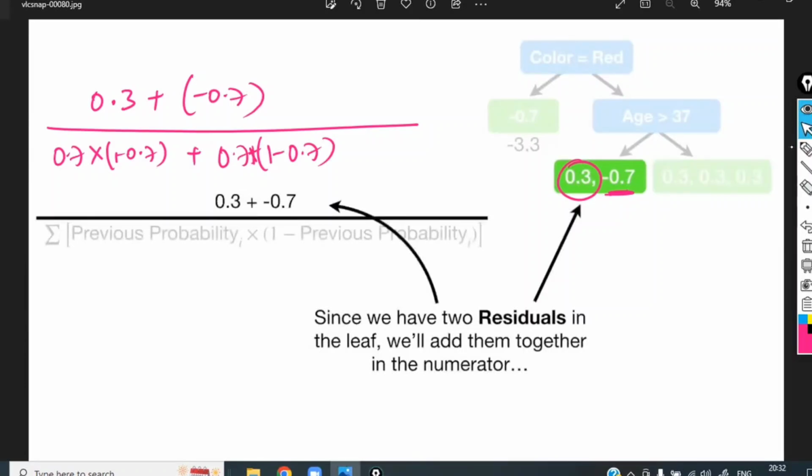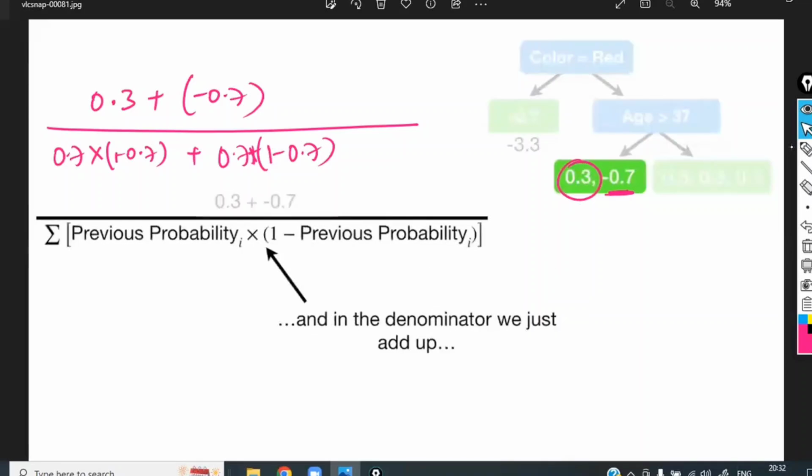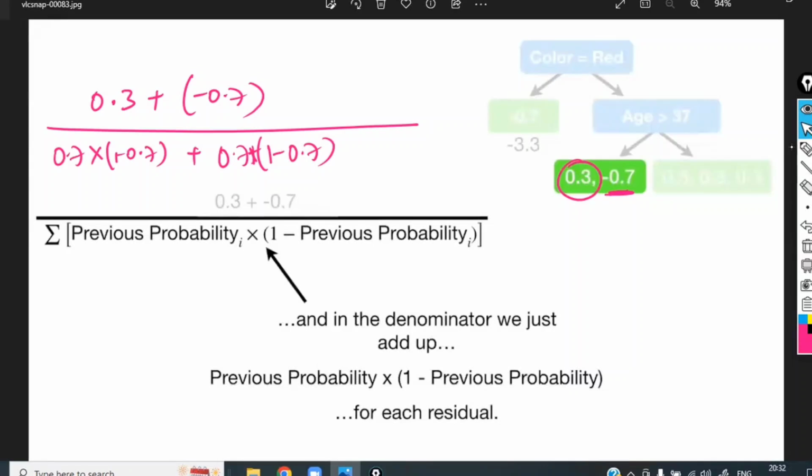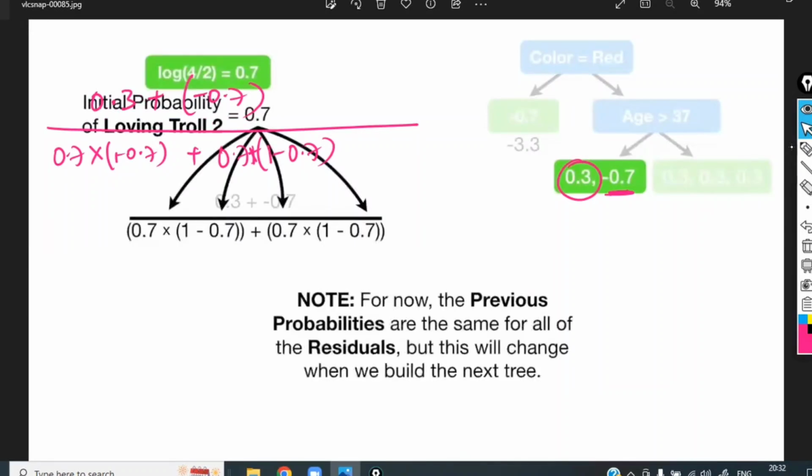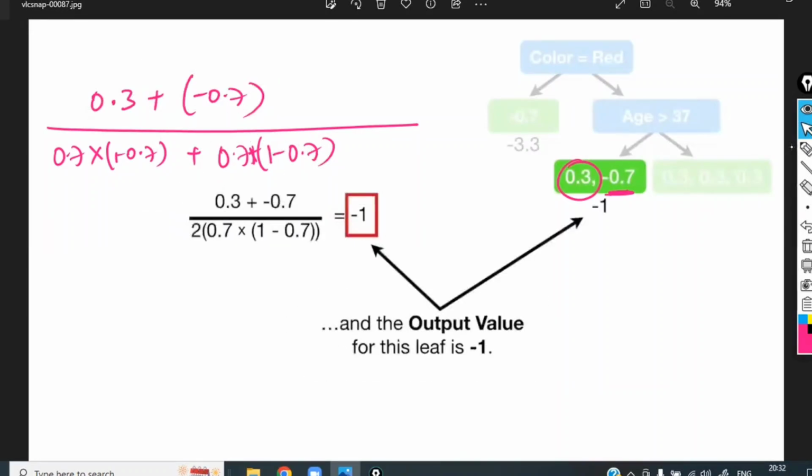0.3 plus minus 0.7. That is, we are going to calculate the sum of this divided by the previous probability of this record and the previous probability of this record, which we are going to substitute. For everything, the previous probability is the same because initially a single leaf node is there. So for everything, it is the same. And we do this, and we have got -1 as the answer. Okay, this is before transforming. After transforming, you have got -3.3. This leaf node after transforming, you have got -1.